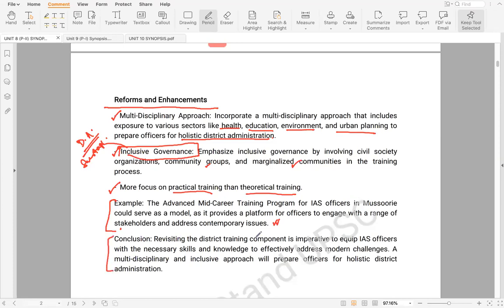Conclusion: revisiting the district training component is imperative to equip the IAS officers with the necessary skills and knowledge to effectively address the modern challenges. A multidisciplinary and inclusive approach will prepare officers for realistic district administration.